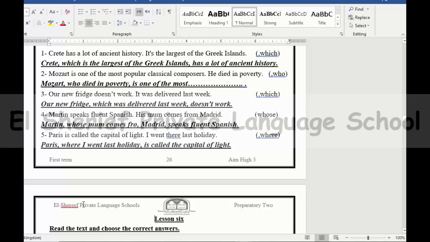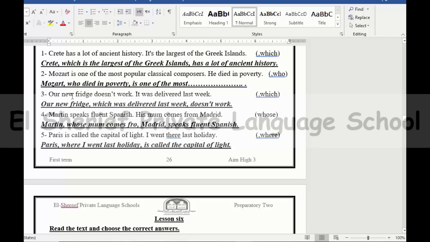Rewrite the following sentences using the words in brackets. Number 1. Crete has a lot of ancient history. It is the largest of the Greek islands. Use which. So Crete, which is the largest of the Greek islands, has a lot of ancient history. Number 2. Mozart is one of the most popular classical composers. He died in poverty. So Mozart, who died in poverty, is one of the most popular classical composers.